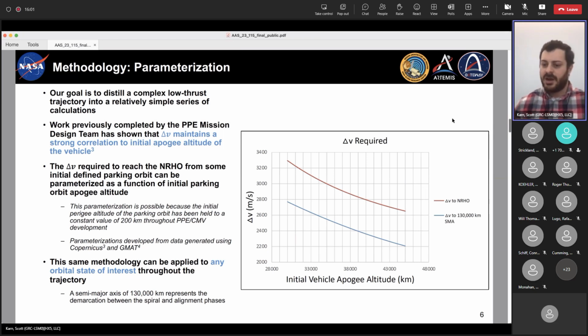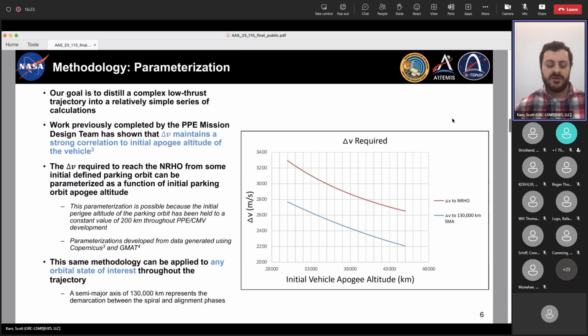So I talked a bit about how we switch from a spiral to an alignment phase in our transit. That happens at a vehicle semi-major axis of 130,000 kilometers. So we can just parameterize the delta V to reach that switching point by the same initial parking orbit apogee altitude. And it just yields a different curve that then can be loaded into our tool.